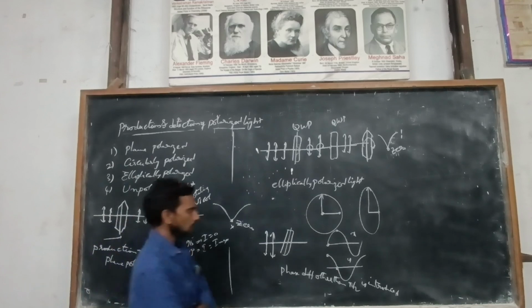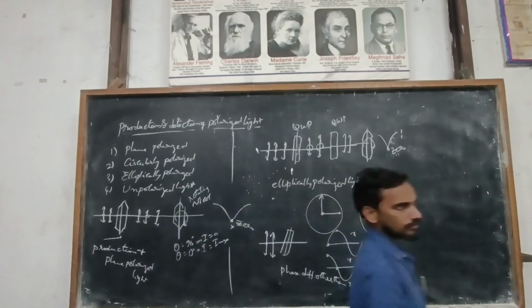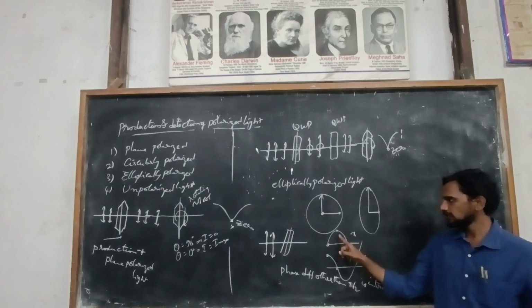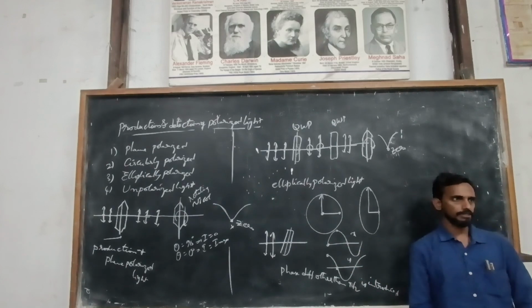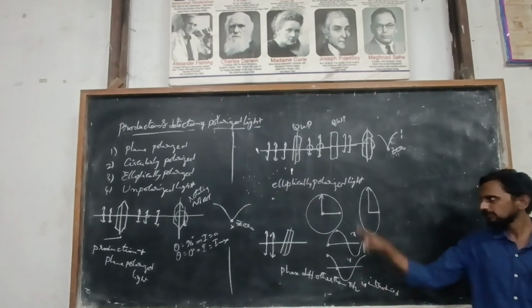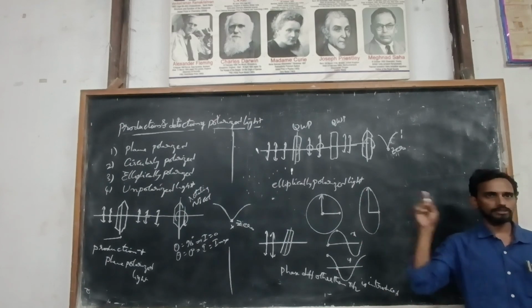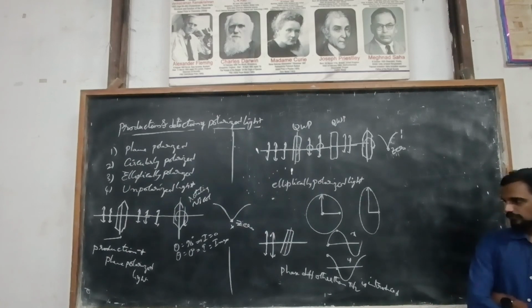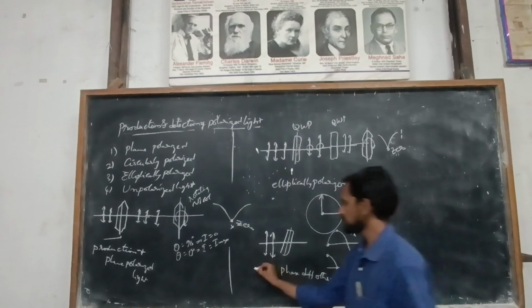At the same time, intensities also will change. So the O ray and E ray will have different intensities because of that orientation difference. So we get elliptically polarized light.